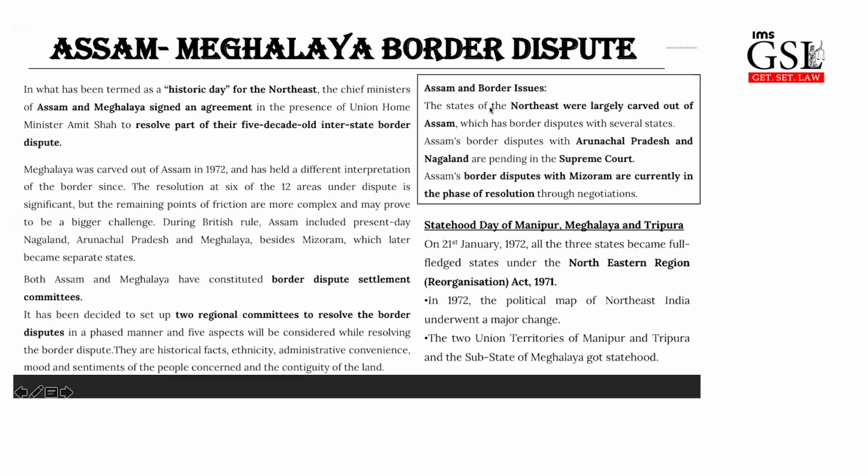ठीक है, ठीक है. Assam and the border issues: states of Northeast were largely carved out of Assam, which has border disputes with several states. Assam border disputes with Arunachal Pradesh and Nagaland are pending in the Supreme Court. Assam border disputes with Mizoram are currently in the phase of resolution through negotiation. Statehood day of Manipur, Meghalaya, and Tripura. So 1972, all the three states were born under the Northeastern Region Reorganization Act 1971. In 1972, the political map of Northeast India underwent a major change. Two UTs of Manipur and Tripura and the sub-state of Meghalaya got statehood.